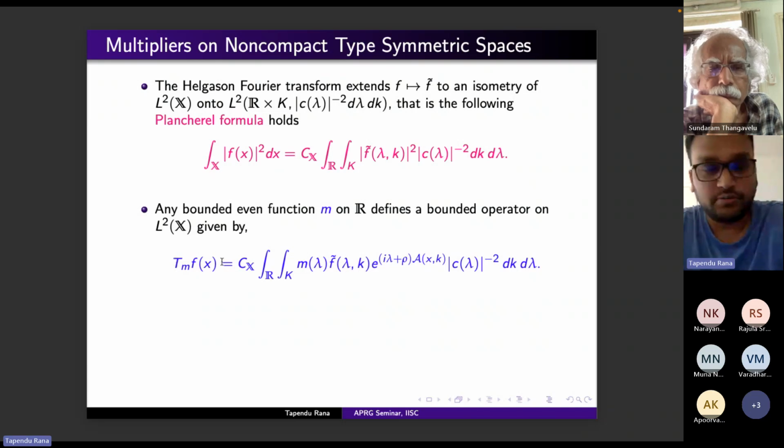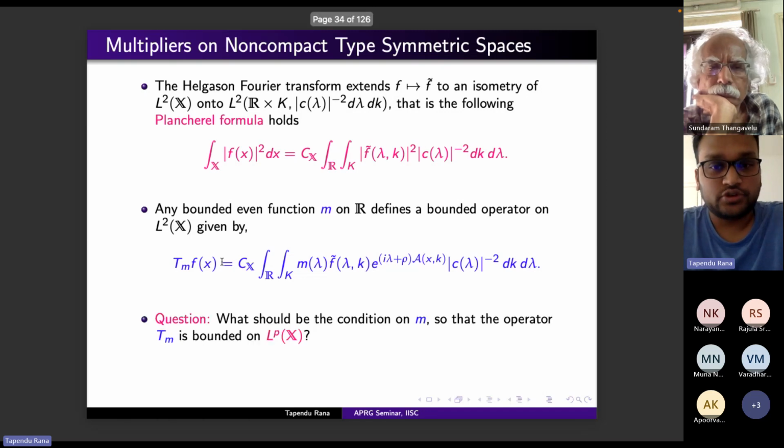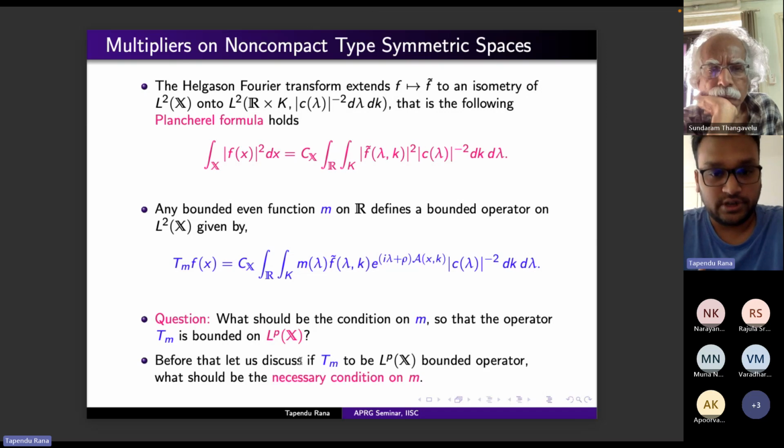of Tm on LP for the p not equal to 2 case. So let us remind ourselves that this space exhibits exponential volume growth. So before we ask what condition can you put on m so that Tm is LP bounded, let us ask what should be the necessary condition on m so that Tm is to be an LP bounded operator on X.